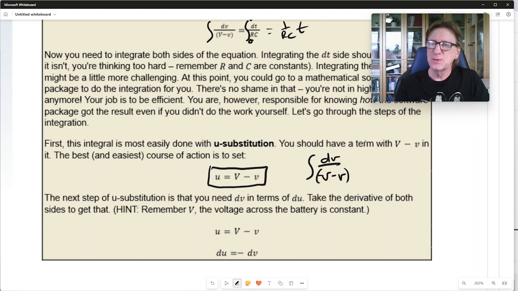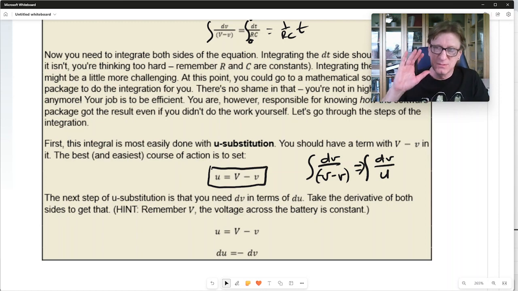Now, the bottom part is simply going to become u. So that's going to go to dv over u, which is going to be nice and easy to integrate, except I have to have a du. To get a du, if you don't remember this, you can go back and review it, but all you need to do is take the derivative of our expression. So here's my expression. I'm going to take the derivative of both sides.